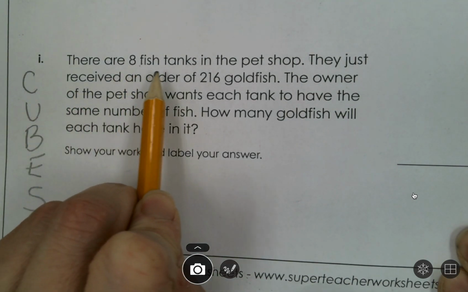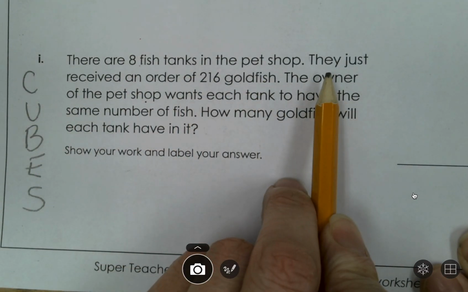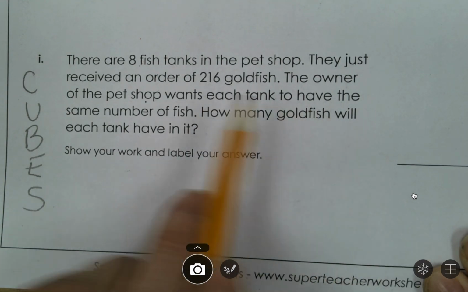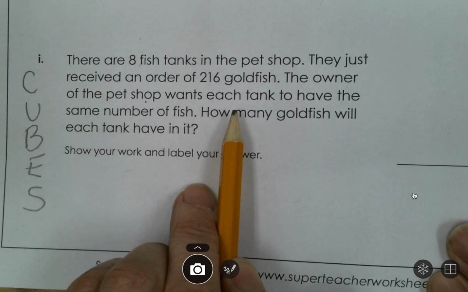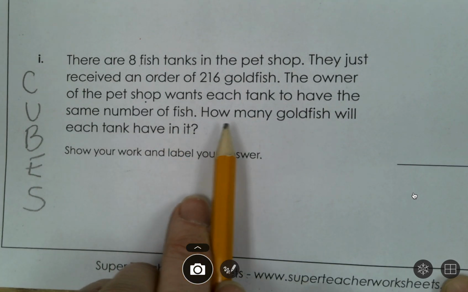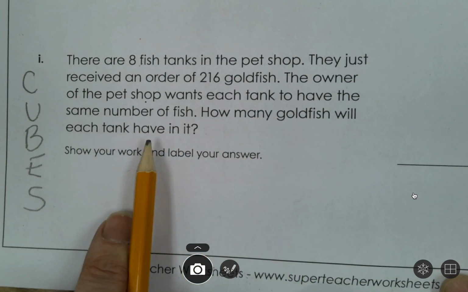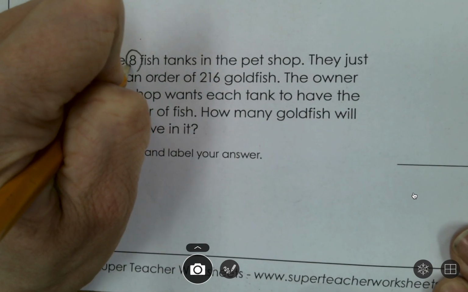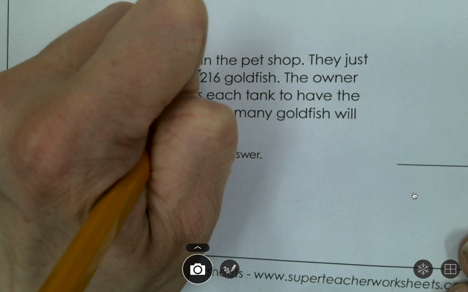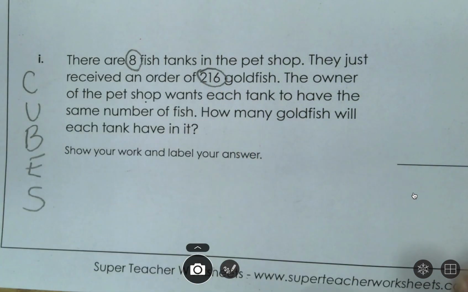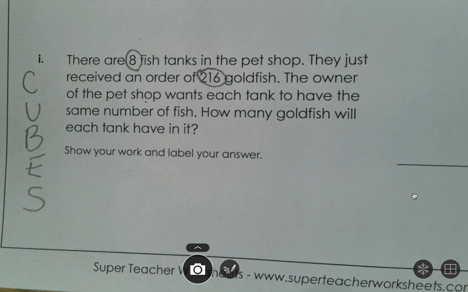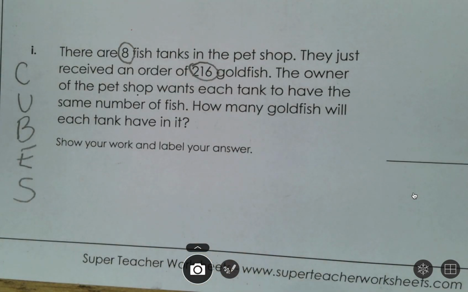So there are 8 fish tanks in the pet shop. They just received an order of 216 goldfish. The owner of the pet shop wants each tank to have the same number of fish. How many goldfish will each tank have in it? All right, so we have 8 fish tanks, and 216 goldfish. So we're going to circle those 2 numbers because they're definitely going to be useful in solving our problem. We need them.